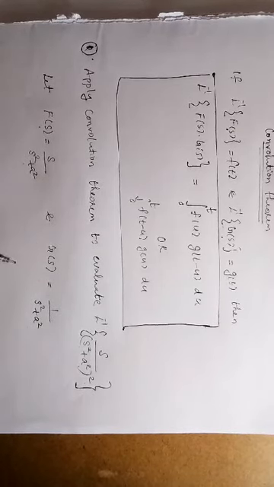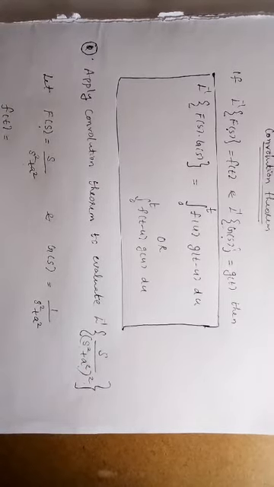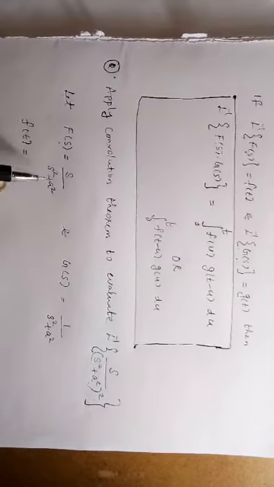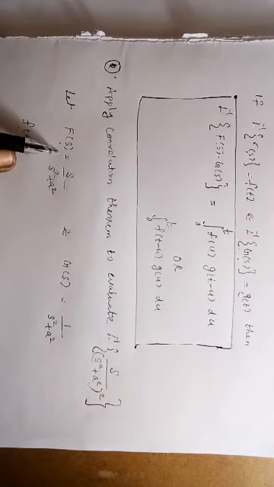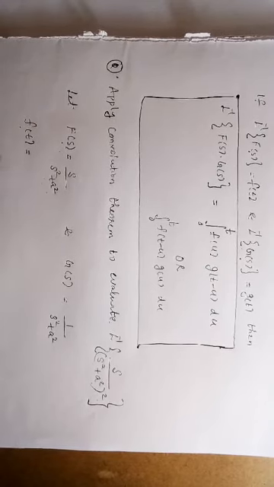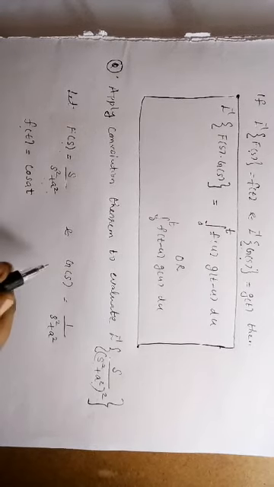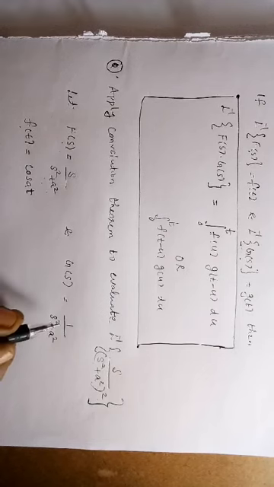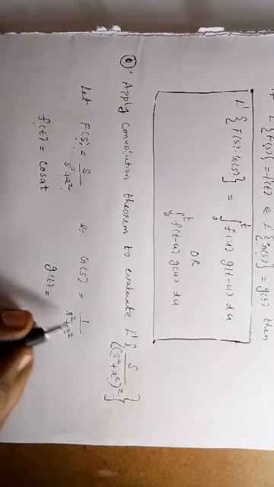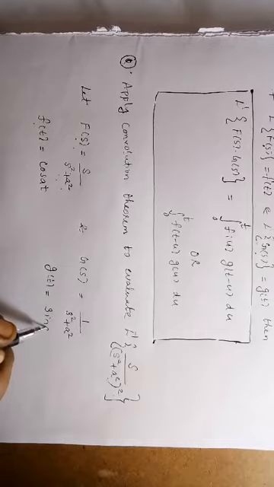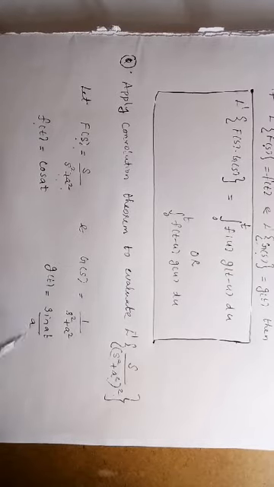Now the second step is you have to write their inverses correctly. F(s) is s by s square plus a square, so f(t) is the inverse of this function. What is the inverse of s by s square plus a square? Yes, cos at. And we have another function G(s) equal to 1 by s square plus a square. Now you find its inverse also, g(t). We know that the inverse of 1 by s square plus a square is sin at by a.